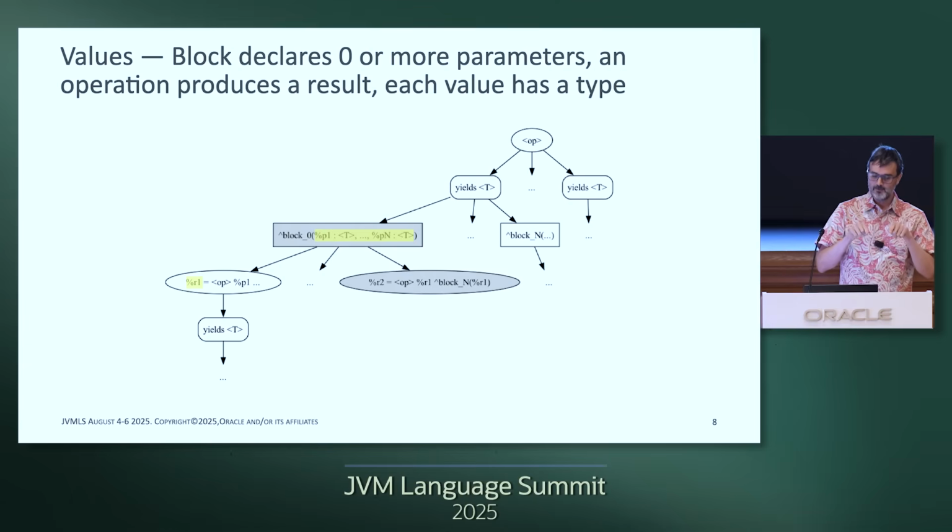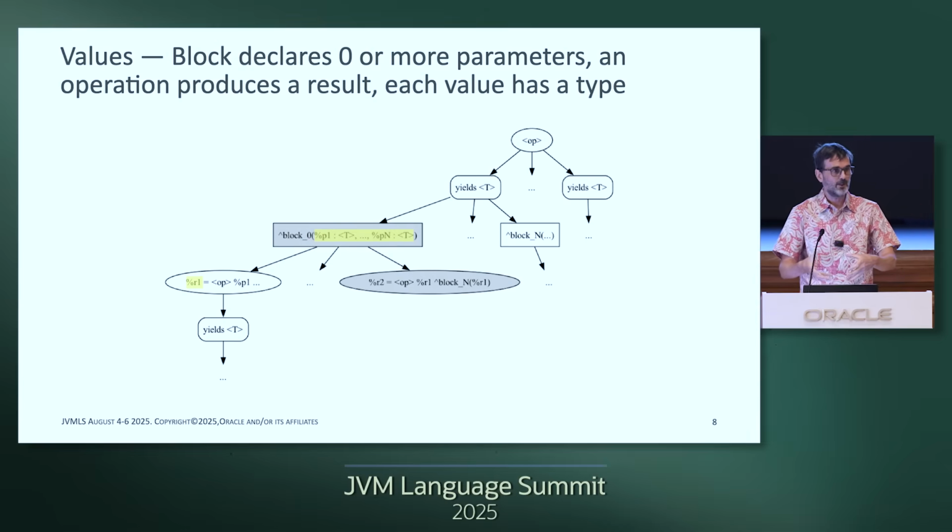So one interesting deviation from what people might be familiar with in compiler IRs is that these blocks have parameters. They don't have phi nodes in them. And these parameters represent phi nodes, but we can also use them to model other things in interesting ways, as you'll see.